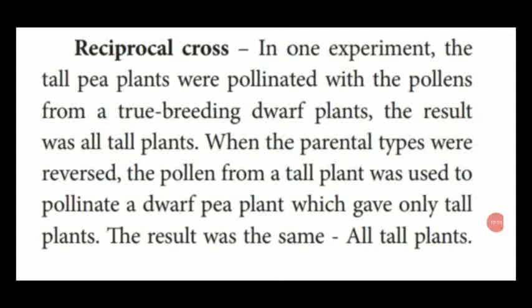Dear students, see the lines. First one, they have taken the tall pea plant, pollinated with the pollen from the true breeding dwarf plant. So that means the tall plant flowers have the pollen grains removed by the experimenter. Then the pollen of the true breeding dwarf plants is transferred to the tall pea plants. Result in the F1 generation: all are tall plant.